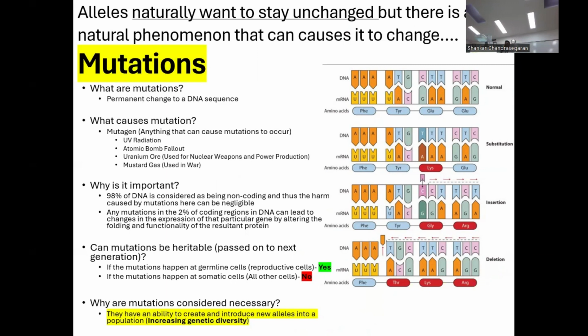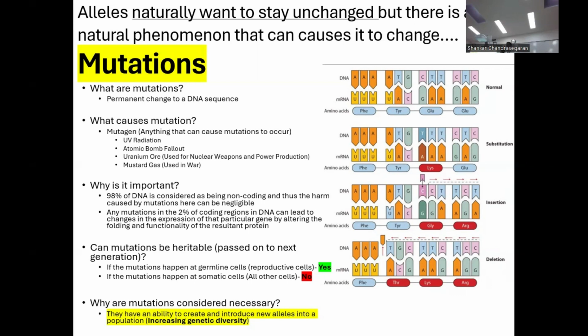They want to stay as it is since fertilization all the way to death. But there are natural phenomena that can cause it to change. This is what we refer to as mutations. Mutations are basically permanent changes to a DNA sequence, and the causes for that can be referred to as mutagens.